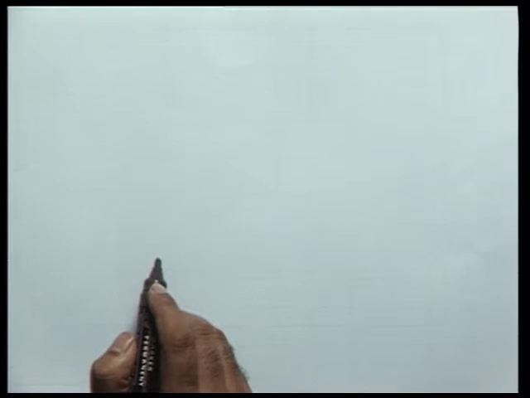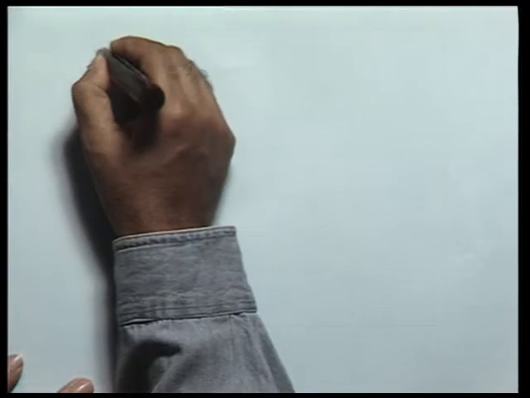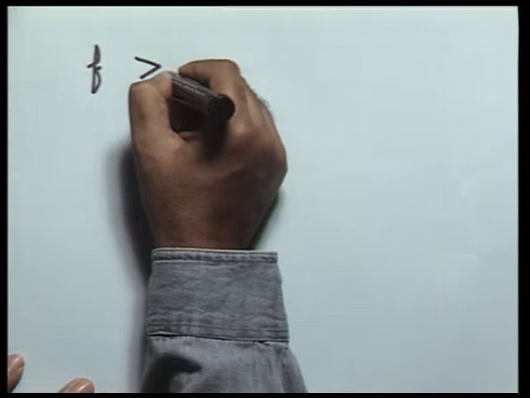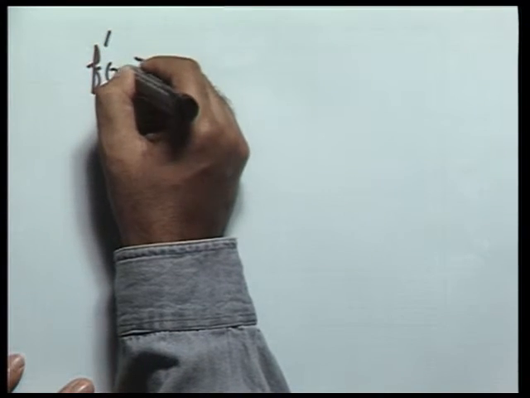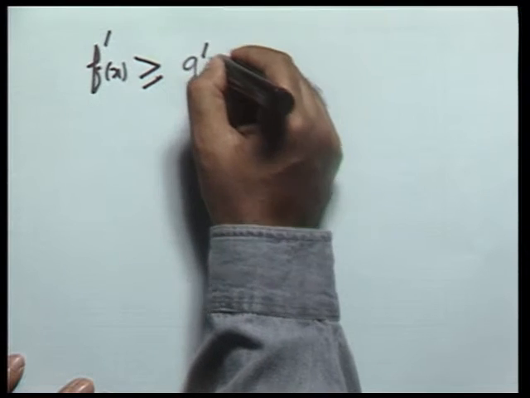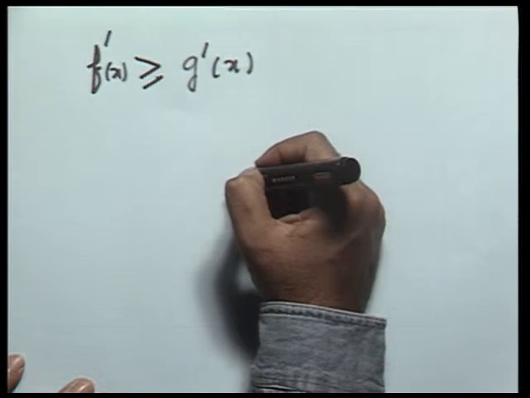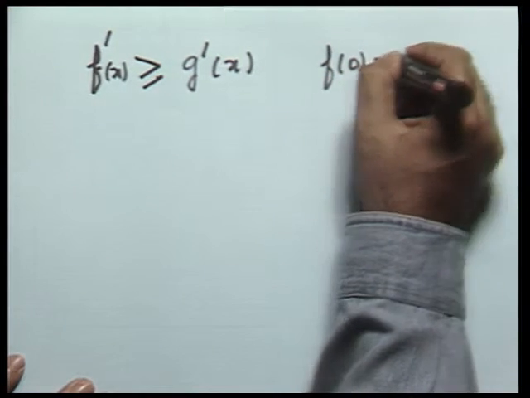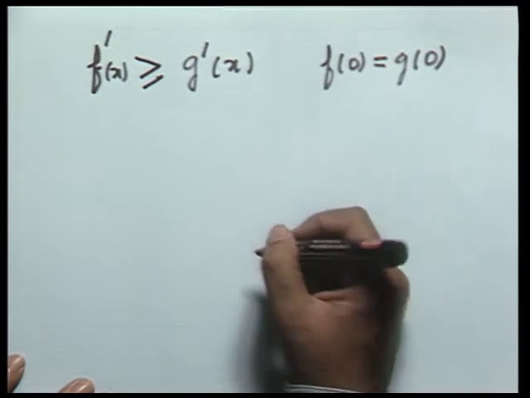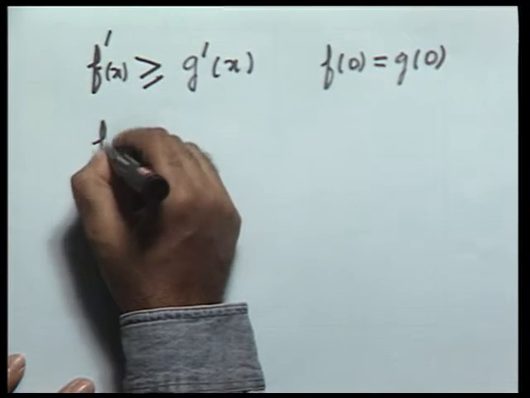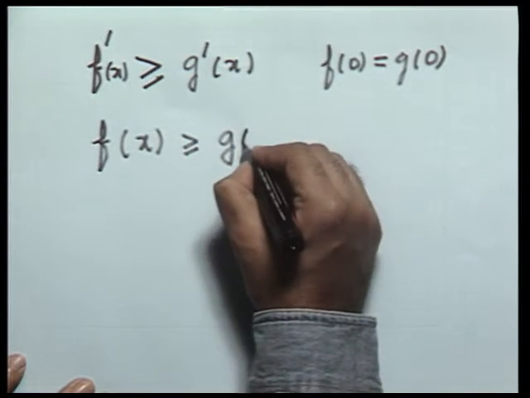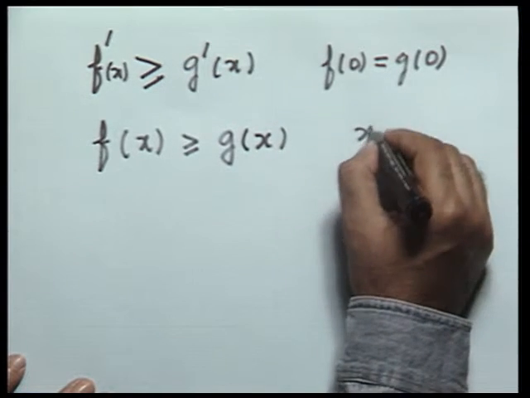One last application of the mean value theorem. Suppose I have a function f defined on the whole real line and a function g defined on the whole real line such that the derivative of f at any number x is greater than or equal to the derivative of g at any number x. Further, suppose f of 0 is equal to g of 0. Then this is what will be true, f of x is greater than or equal to g of x for positive x.